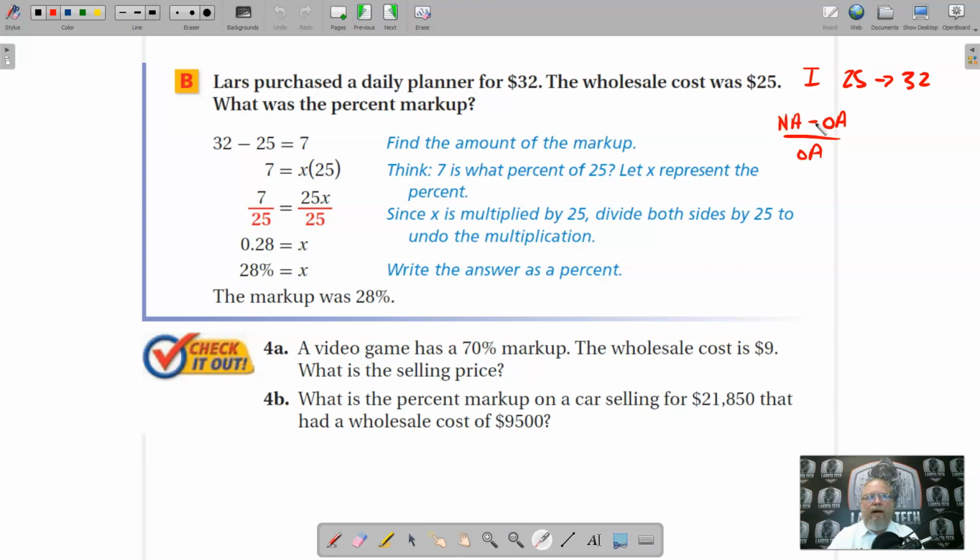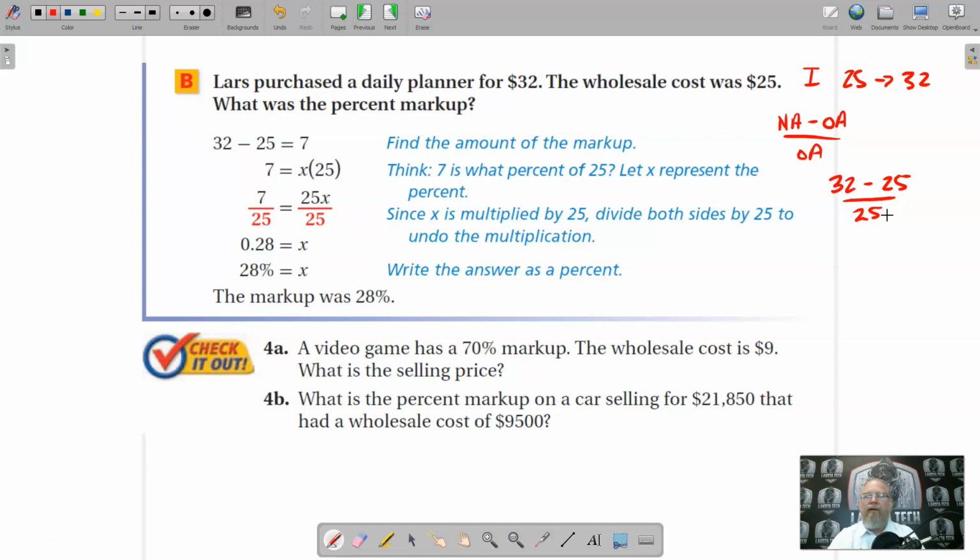NA for new amount, OA for original amount. In order to get a positive number, we're going to subtract the original amount from the new amount, and then we always make the denominator the original amount. So let's plug in values there. The new amount is 32. We're subtracting from it the value of 25, the original amount. We're going to divide by 25.